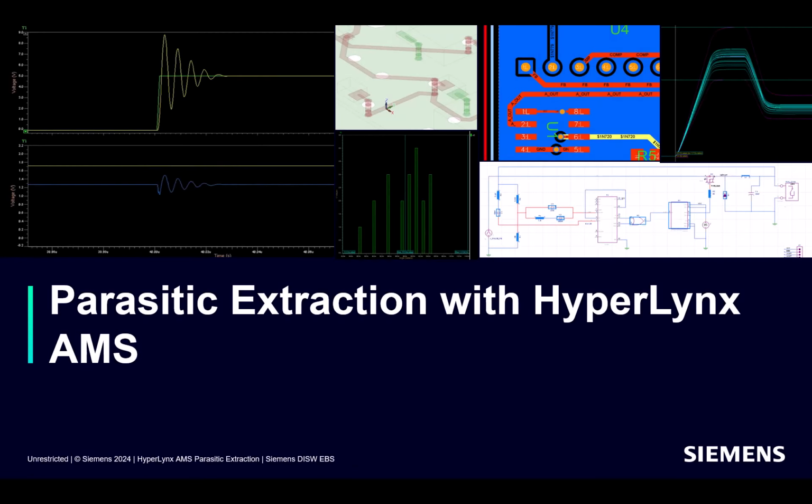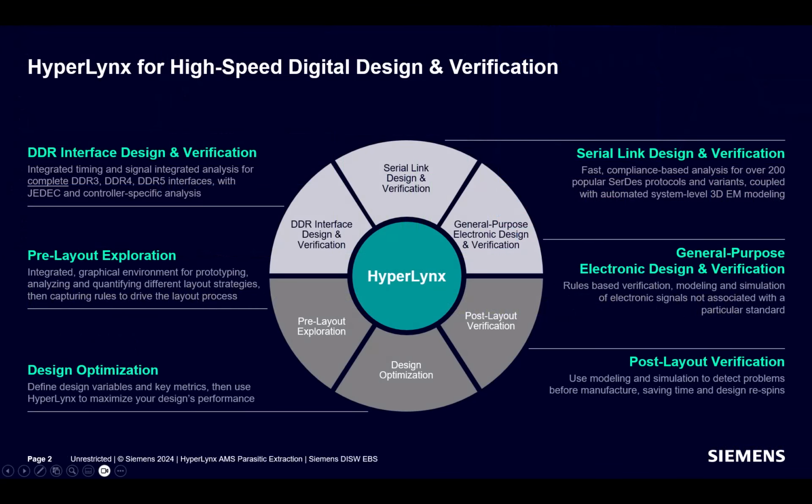Welcome to this presentation on parasitic extraction with Hyperlinks AMS. Hyperlinks is an integrated family of products for high-speed system design, automated optimization, and verification. By design, we mean all the planning and analysis that you do before layout to define the rules you want to use to place and route the board.